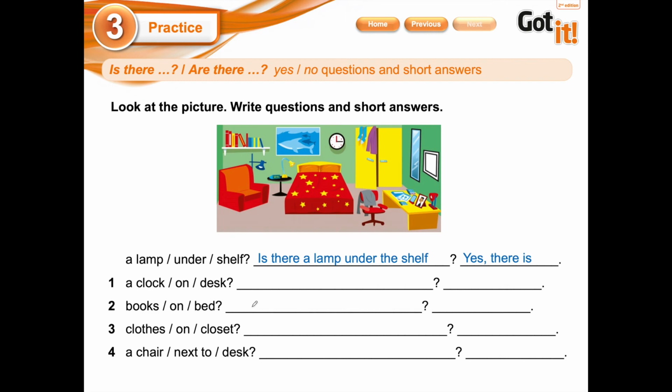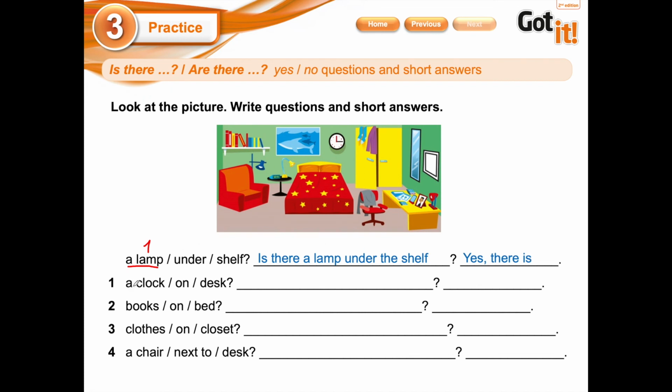Let's see the example. It says, a lamp under the shelf. Again, you have this keyword, a lamp. It means that there is only one. For that reason, you're going to use "is." Is there a lamp under the shelf? And you pay attention to the photograph. Here you have the shelf. And actually, yes, here is the lamp. So yes, there is.